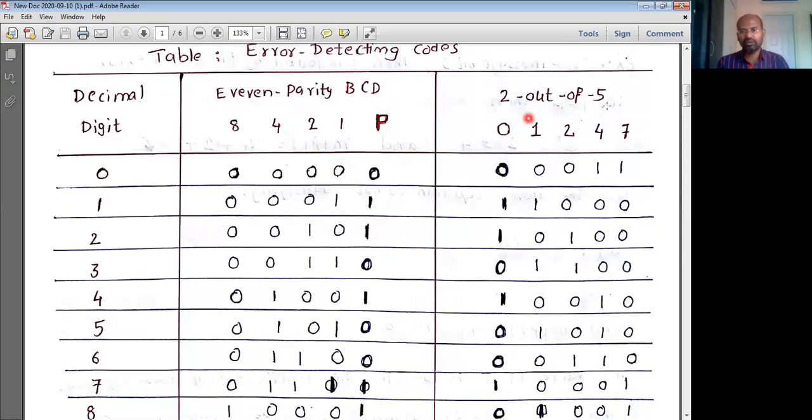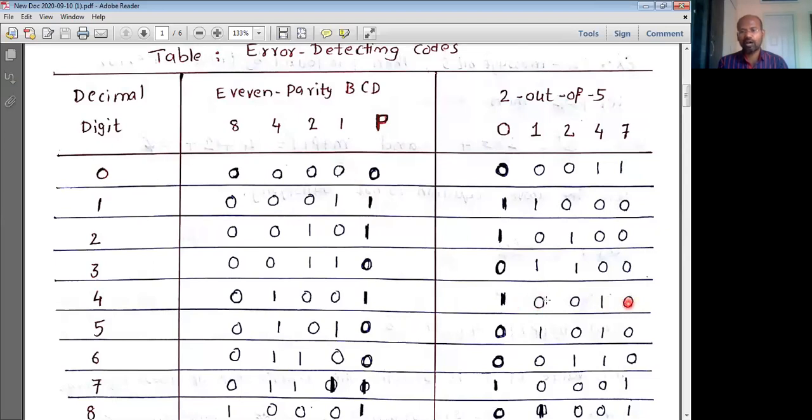Take some other example, the 2 out of 5 code. Now what is the condition in the 2 out of 5 code? Only 2 bits are ones, remaining all are zeros. Let's say we are transmitting 4 in 2 out of 5 code, whose code is 10010. Now the receiver is made in such a way that it detects the 2 out of 5 code error. So let's say this bit is received as 1, meaning this bit has undergone error. Instead of 0, it receives 1.